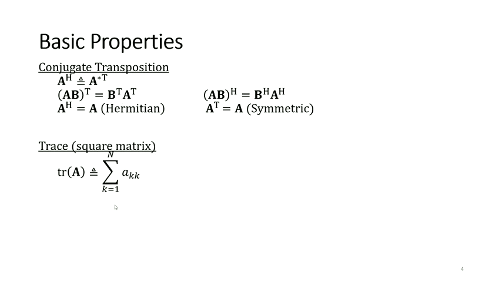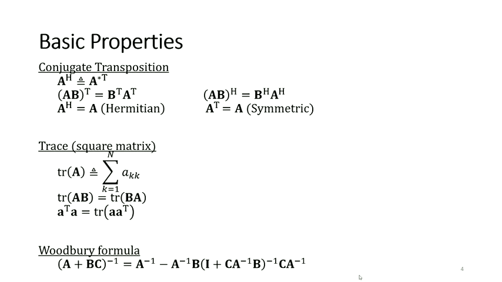Trace of a square matrix is the sum of its diagonal elements. So this matrix A, its scalar elements are A with two indexes. This is the row index and this is the column index. Okay, so this is kth row, kth column. So these are the diagonal elements, kk. So the sum of the diagonal elements is the trace of the matrix. Trace of AB equals trace of BA. A transpose A is the trace of AA transpose. AA transpose is a matrix. A transpose A is a scalar.